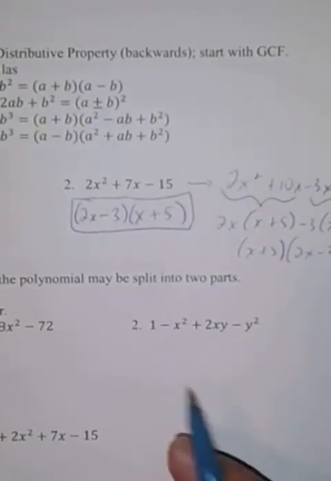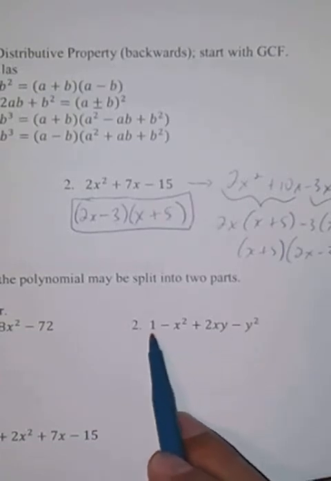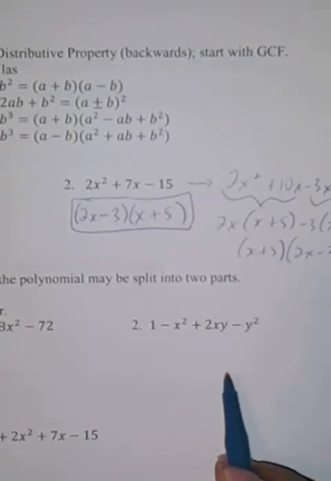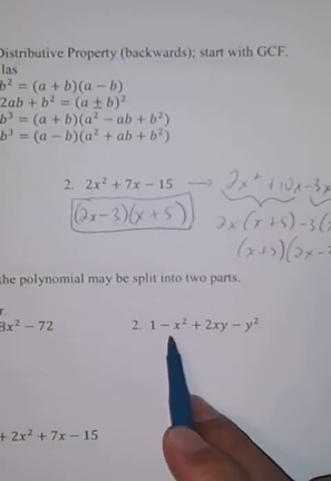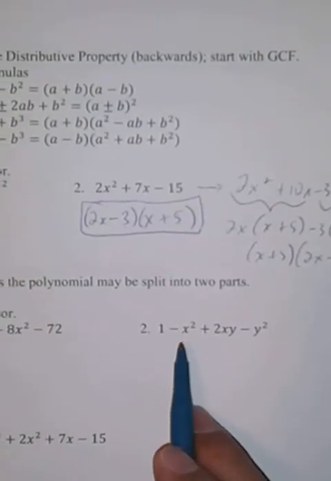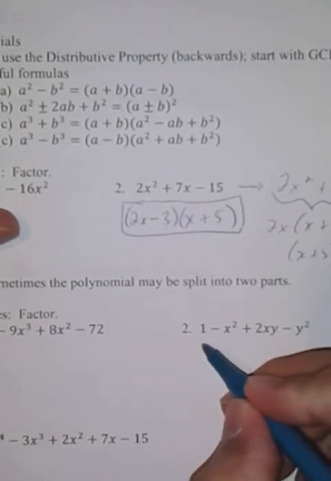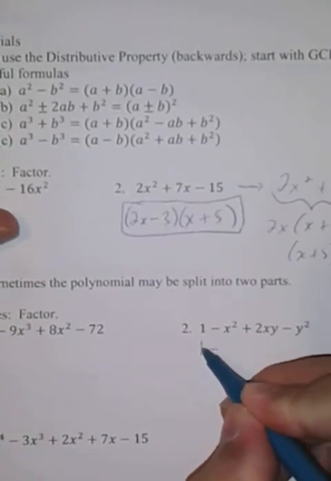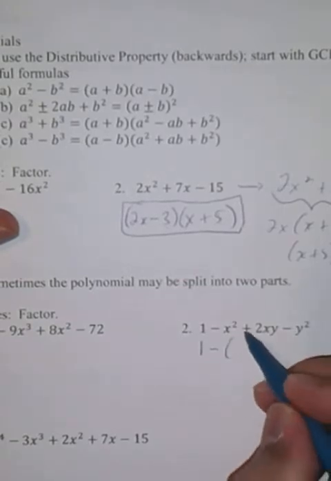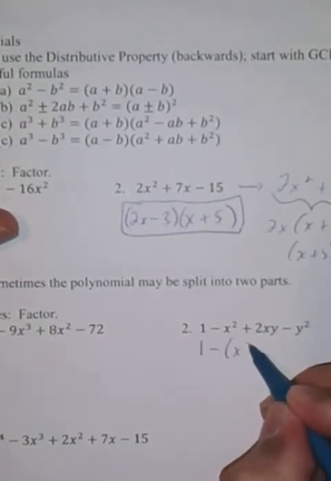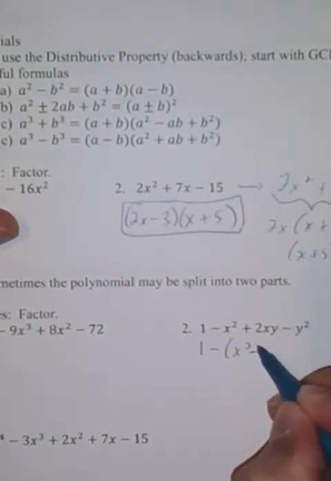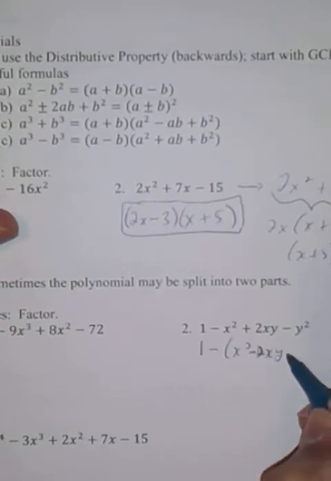So in general, usually when we have 4 terms, we split it up 2 and 2. But this one doesn't work that way. This one splits up into 1 and 3. So I'm going to rewrite it this way. This is going to be 1 minus, and then this I'm going to factor out the negative, so it'll be x squared minus 2xy plus y squared.